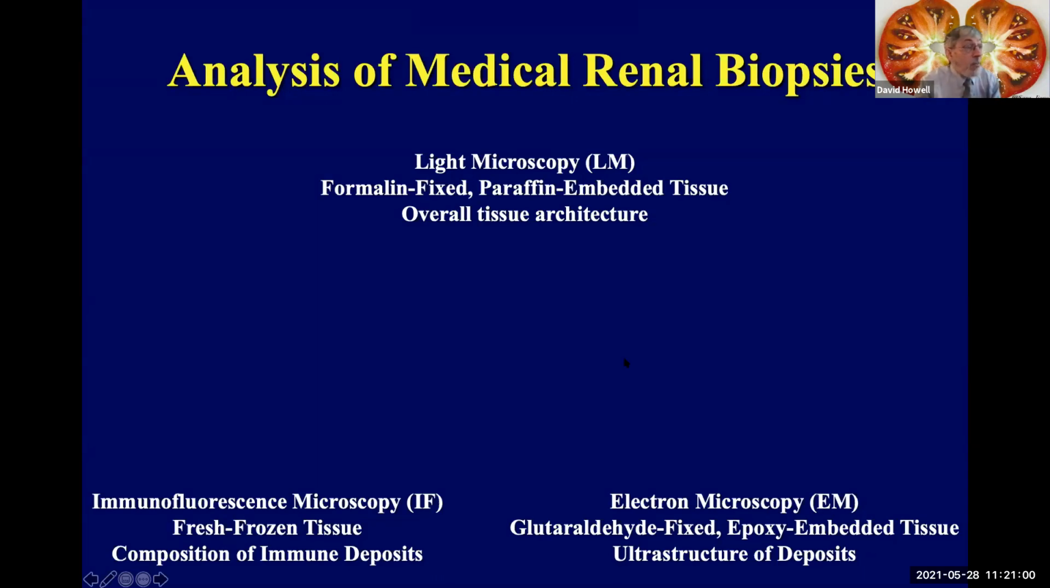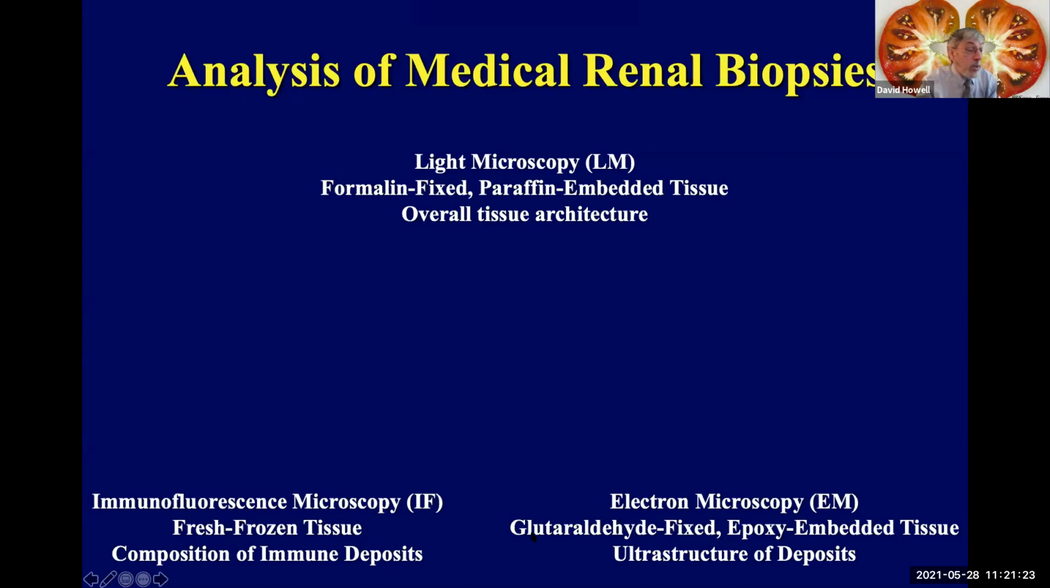And unfortunately, each of these 3 studies requires tissue that has been fixed and processed in an entirely different manner. So light microscopy is done on tissue fixed in an aldehyde fixative, formalin, and embedded in paraffin wax. Immunofluorescence in its usual way of operation requires fresh frozen tissue without a fixative.